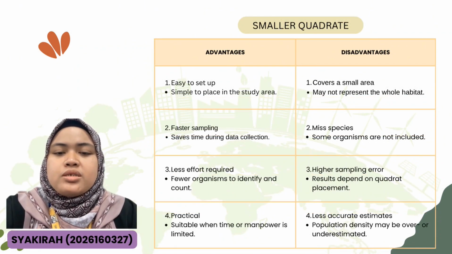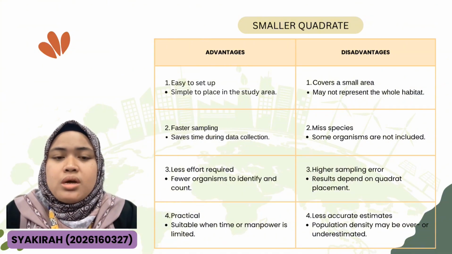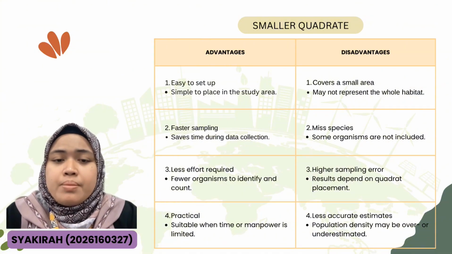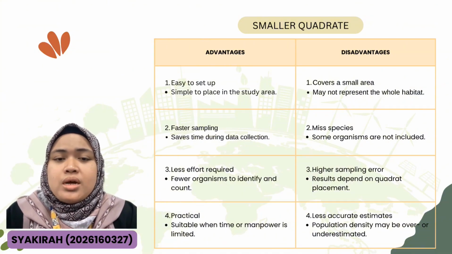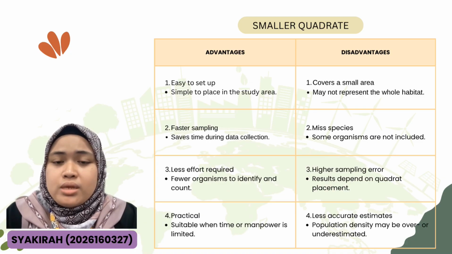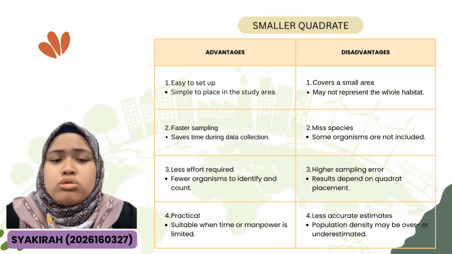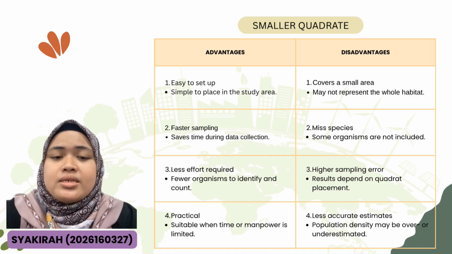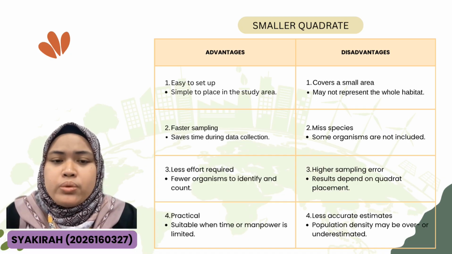A smaller quadrat is much easier to use. It is quick and easy to set up, making it convenient for fieldwork. Sampling can also be completed more quickly, which saves time during data collection. Because fewer organisms need to be identified and counted, it requires less effort. It is also a practical choice when there is limited time, equipment, or manpower. However, there are several disadvantages.